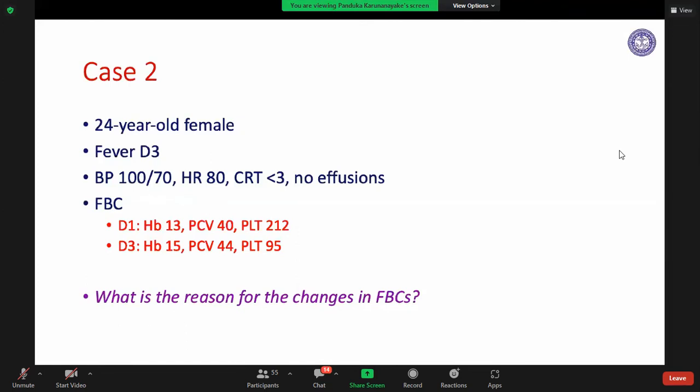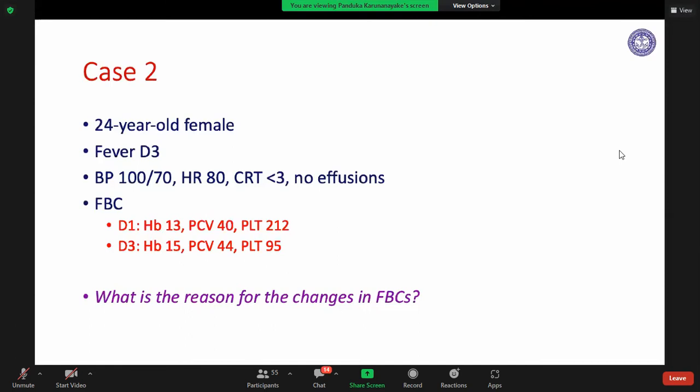Okay. Now, in addition to that point, I have also said that there are no effusions. So that means even ultrasonically, there is no evidence of leakage. And also, she is not in shock. The PP is 100, heart rate is 80, refill time is less than 3 seconds. So she still has a fairly good intravascular volume. No evidence of shock is there.